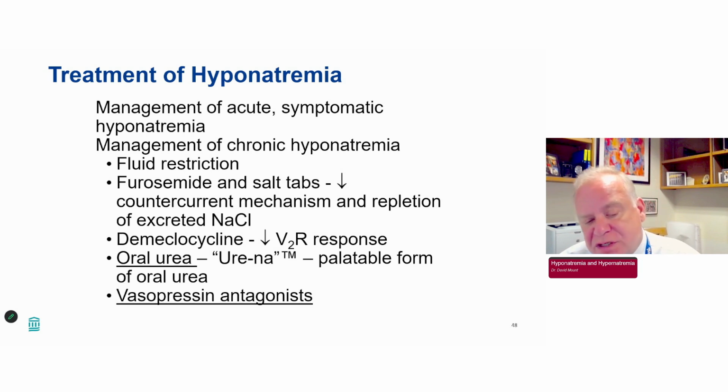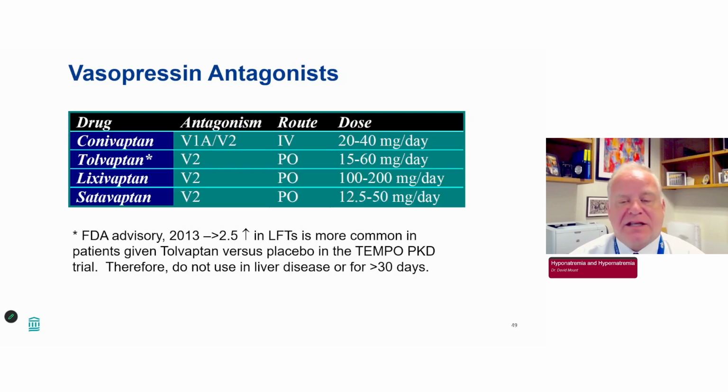Most of us don't use demeclocycline anymore. It's a tubular toxin that decreases the V2 receptor response. I use a lot of oral urea. The trademark is Ure-Na. It's a palatable form of oral urea. You can get it in different forms through different sources, including on Amazon. And vasopressin antagonists are important as well.